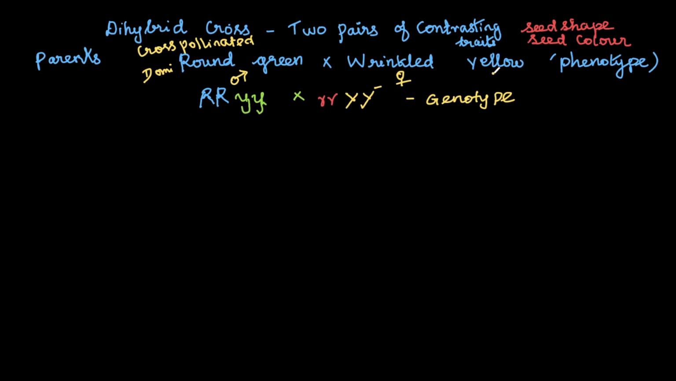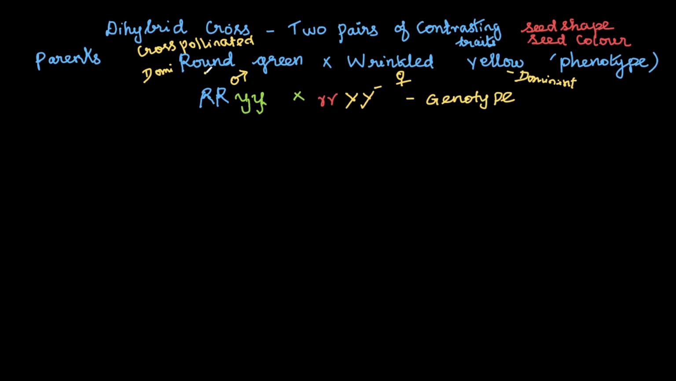In the same way, yellow is dominant, so I am writing yellow with capital letter, capital Y, capital Y. And the corresponding recessive is green, so I am writing green with small y, small y. So this is the way we write the genotype of parents.